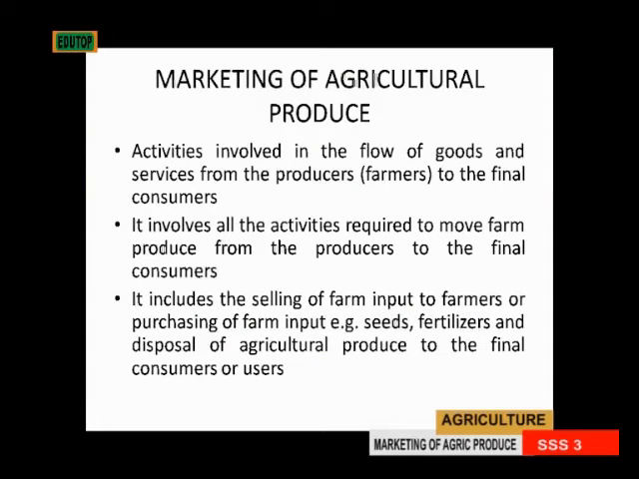Now we'll move on to talk about marketing of agricultural produce. Activities involved in the flow of goods and services from the farmers or the producers to the final consumers. So when a farmer produces his goods, how he gets to the final consumers from the farmer is what is involved in marketing of agricultural produce. You know, when the farmer produces, let's say, 10 trailers of cassava, how does it get to you, a consumer? That is what agricultural marketing is all about.